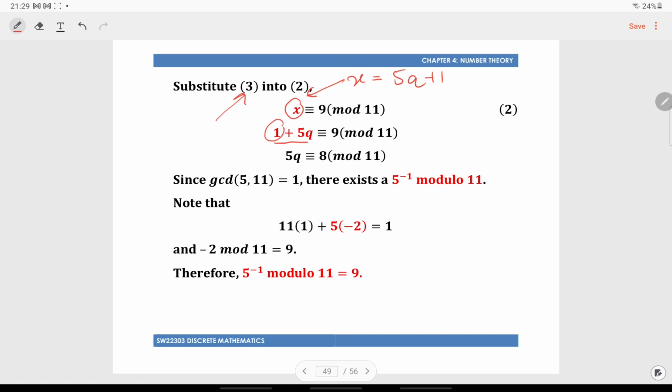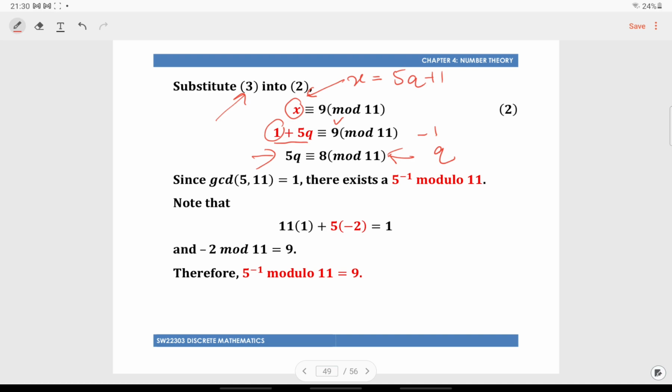Next, we want to eliminate 1. How? By subtracting 1 from both sides. So minus 1 here, the remaining is 5q. Minus 1 here, the remaining is 8. So we subtract 1 at both sides of the congruence, and the remaining congruence relation is 5q congruent 8 mod 11. So in this case, we have a linear congruence. We need to solve this linear congruence for the integer q using the steps that we learned in the previous topic about linear congruence.